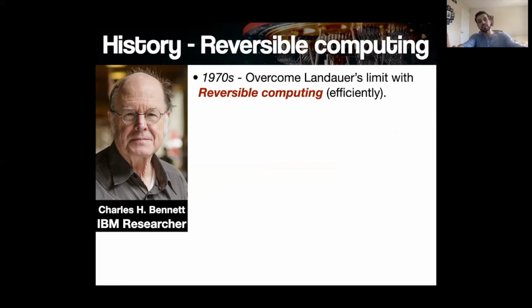But what he showed was that you can compute efficiently and reversibly. So you don't have to erase any information, and you don't need an unreasonable overhead of additional resources. So he says, okay, with reversible computing, we can overcome this limit. And that prompted a search for a reversible computation system, a method, or something that can do reversible computation.